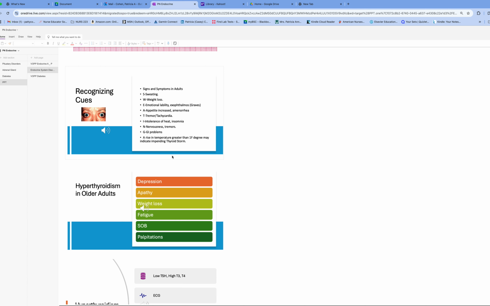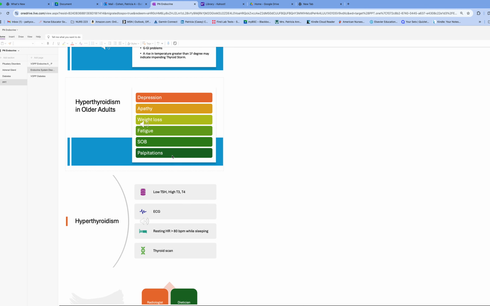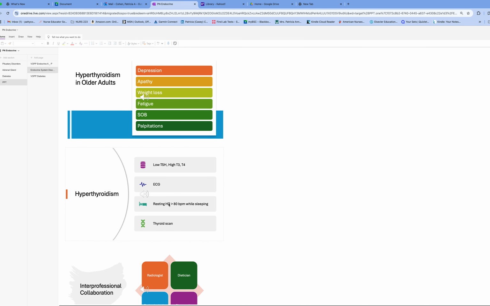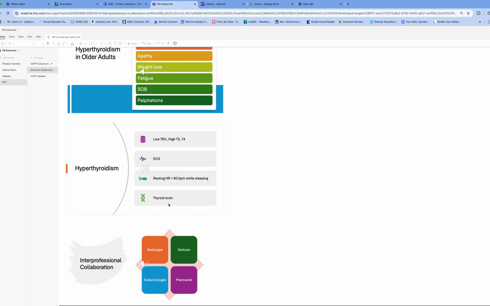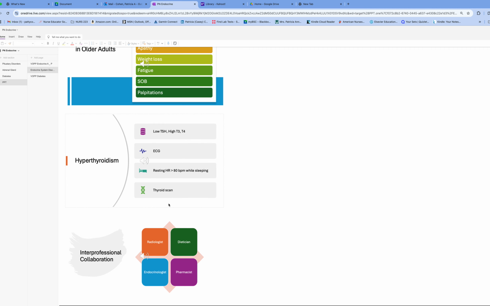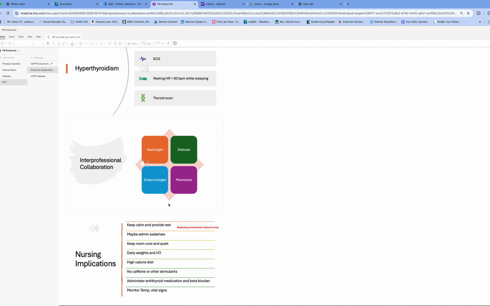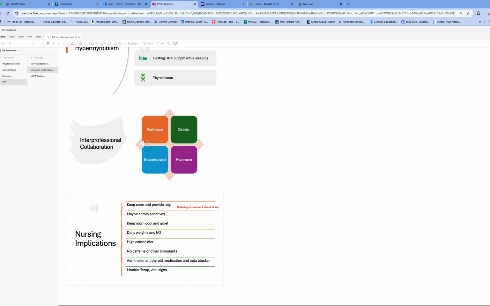They might not be in the hospital for hyperthyroidism, but they may have hyperthyroidism and be in the hospital for something else. So you're going to be looking for this. All right, so with hyperthyroidism, again, we talked about the labs you're going to see, ECG, resting heart rate greater than 80 while sleeping could be an indicator, and thyroid scans. They'll have that as a diagnostic tool.